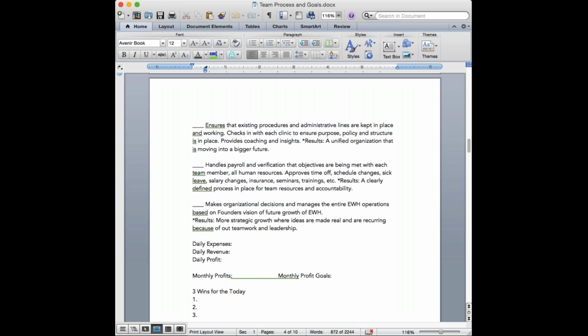Results is a clearly defined process and a place for team resources and accountability, and you make sure that your employees are paid timely. That's a big one. You don't want to mix up payroll ever. If you got a decent sized team, that's really frustrating. All right, so last piece, makes organizational decisions, manages the entire operations based on founder's vision of future goal growth.